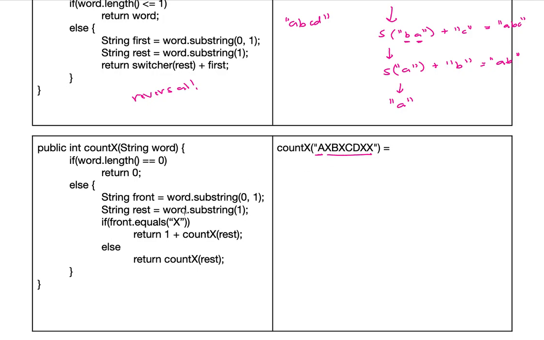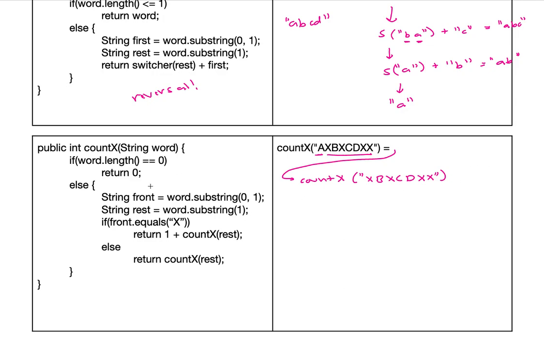And it says, is the first equal to X? And because the first is not equal to X, all it's going to do is return the same function again, countX. Actually, let me do this on another line. That's going to give us countX again, but this time just on the rest of the string. So X, B, X, C, D, X, X. So what does that do?